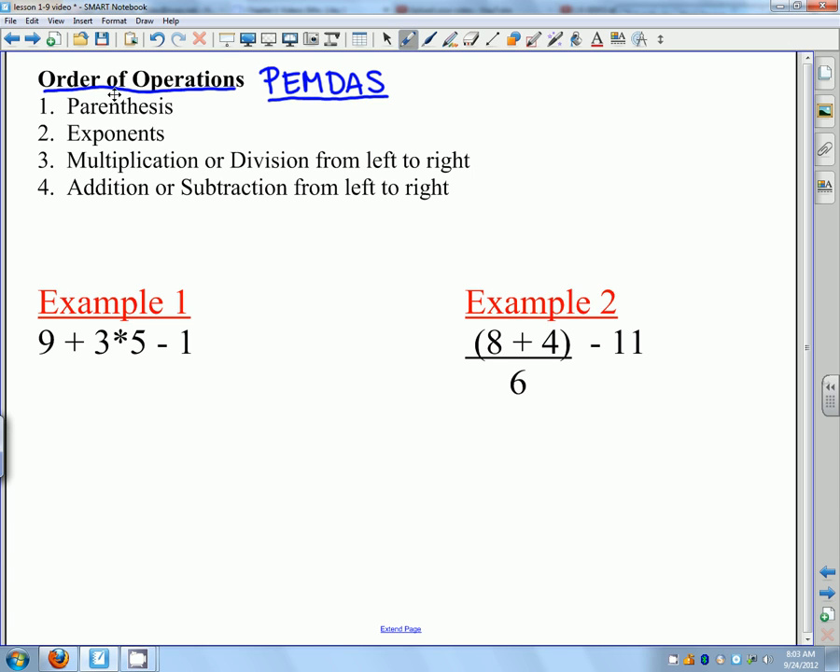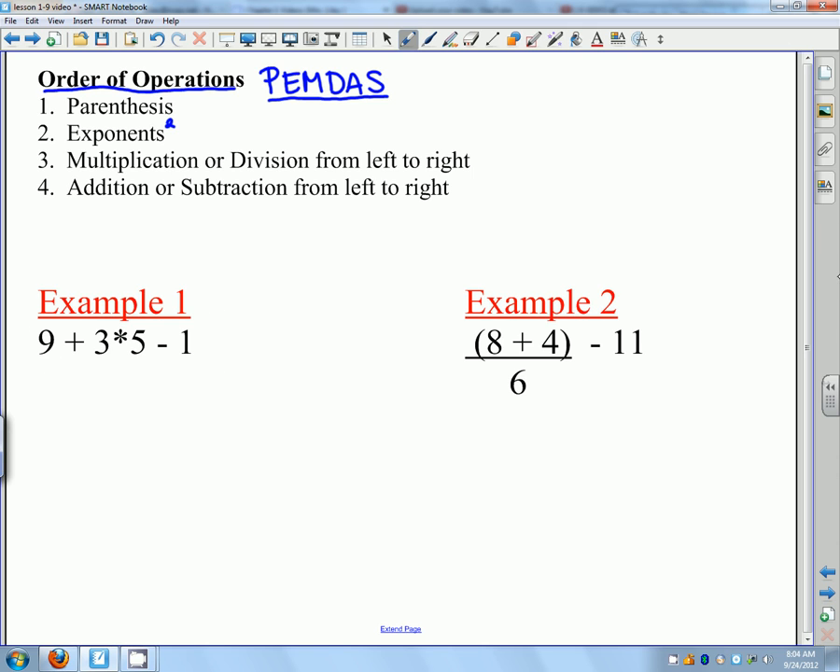Number 1, you have to do parentheses first. Number 2, you need to do exponents if there's those little squared or cubed numbers. 3, you have to do multiplication or division from left to right. And 4, you have to do addition or subtraction from left to right. So here is an example.